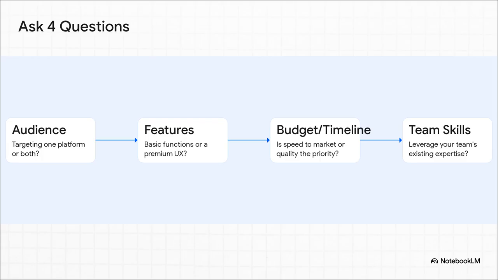Just walk yourself through these 4 simple questions. First, who are you building this for? Next, what does your app absolutely have to do? Then, what's your real-world budget and timeline? And finally, what skills does your team already have? The answers to these questions are going to point you right to your decision.